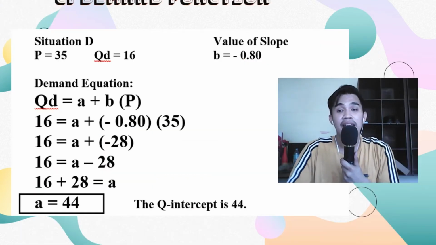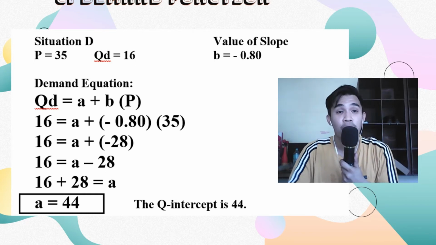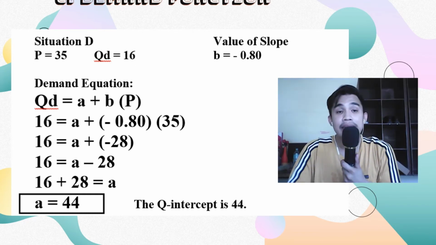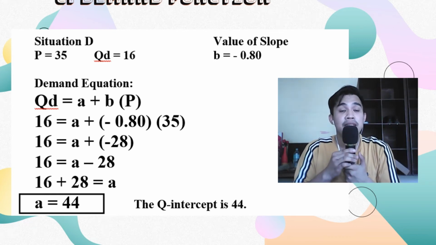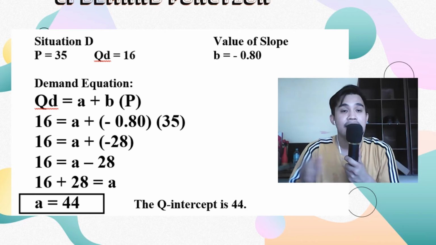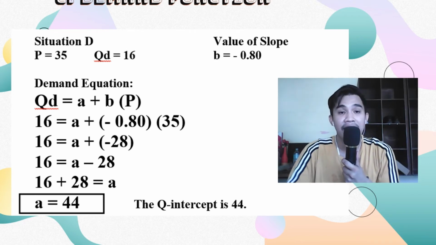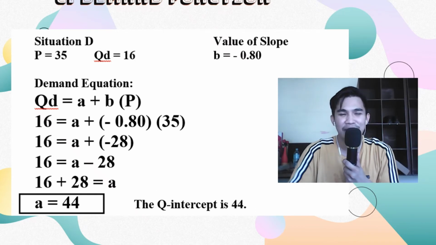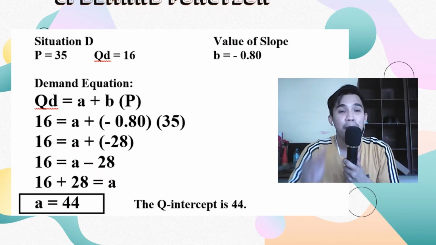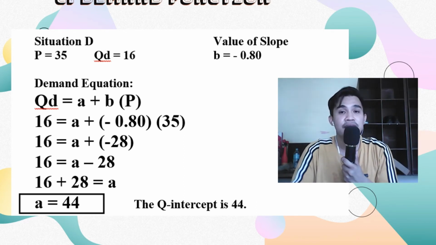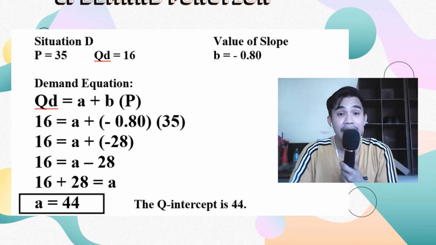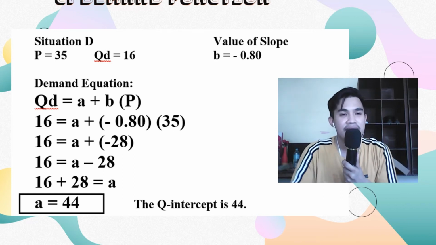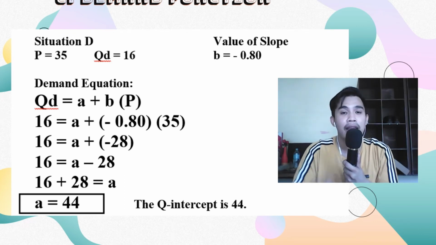So this time, let us now substitute the values in our demand equation. So QD is equal to A plus B times P. So what is our QD? QD is 16 is equal to A. What is your A? Ayan, yan yung hinahanap natin, si A, si Q-intercept. So as is lang yan siya. So plus B, ano yung B mo? That is the value of your slope. That is negative 0.80 times P. What is your P? The value of your P is 35. So we have now 16 is equal to A plus the quantity of negative 0.80 times 35.